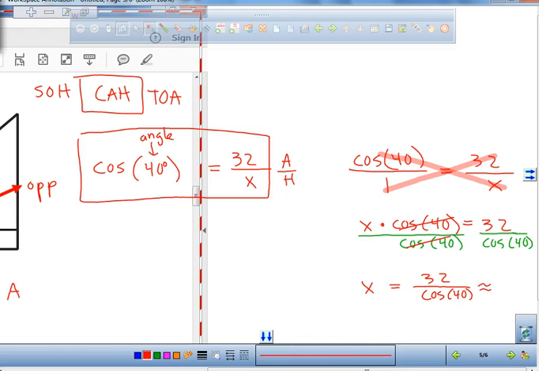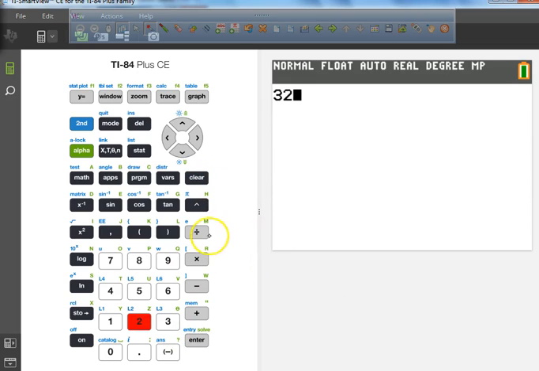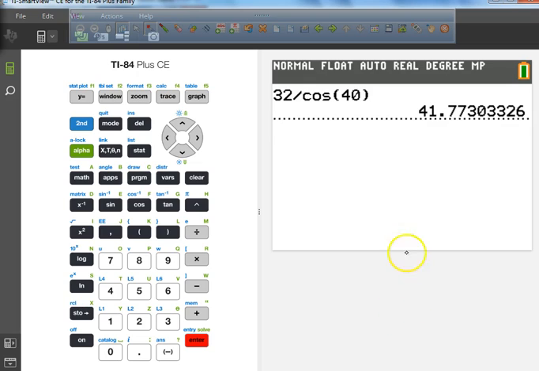That's what the answer is. So we're going to go to our calculator right now. There's two ways you can type it in. Ready? Here's one way. You can type in 32 divided by the cosine of 40. That's one way to do it, just like that.